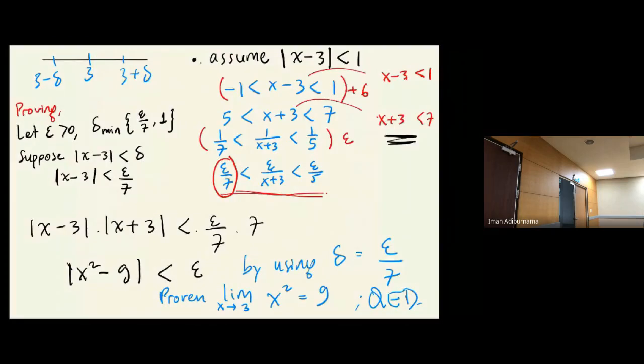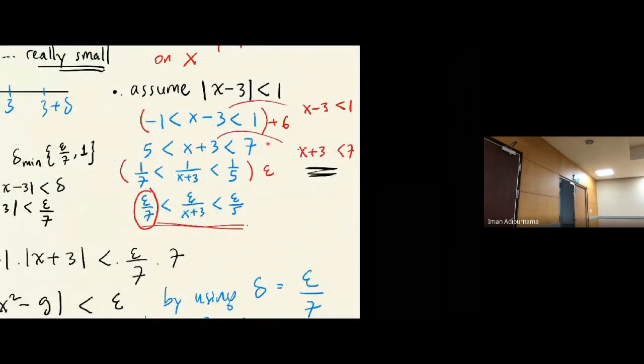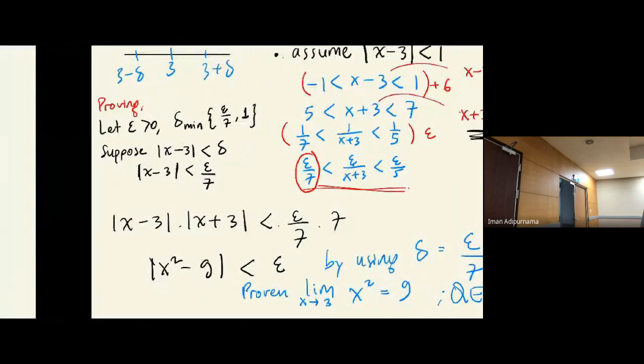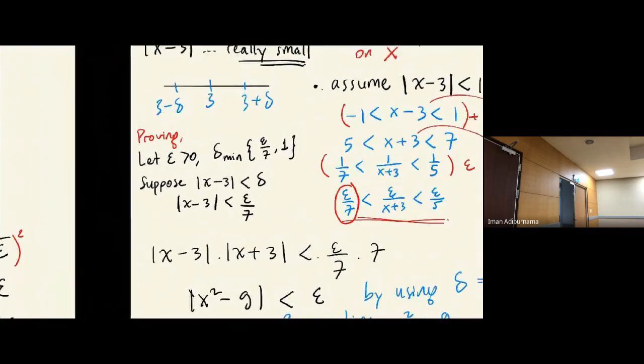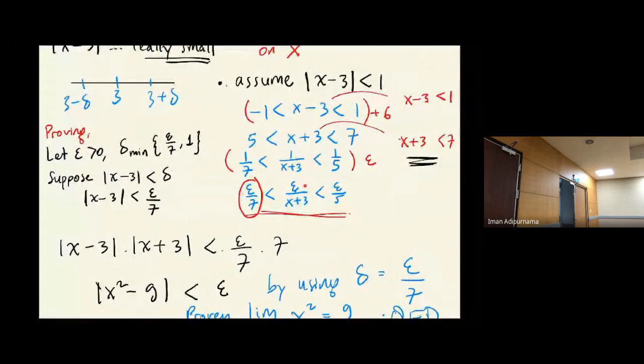Here, the epsilon number 7. Yeah. So this is from this expression, because x plus 3 is less than 7. When we are dealing with the x plus 3 here, it should be multiplied by 7. Okay, so first, we imagine, from here, we got the smallest number that is possible, epsilon over 7.